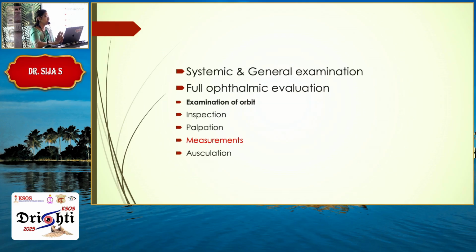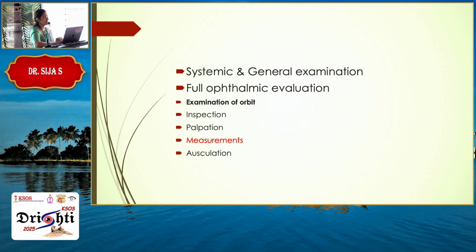First and foremost, the most important thing is that the orbit is like an abdominal cavity. It is very difficult to visualize the structures inside, and so a proper history is very important. We have to stress the history many times. The common presenting complaints usually include pain, proptosis, defective vision, diplopia, and even some mass. So a detailed history should be taken.